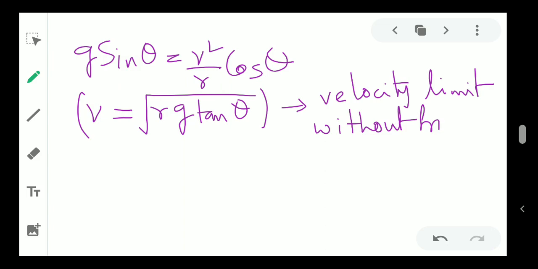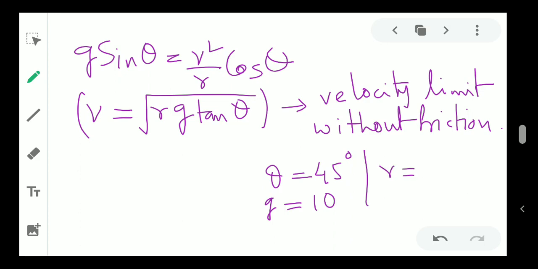Now for a normal value of theta, let's say theta is 45 degrees, we know the value of g is almost 10, let me take that, and the value of r can be, say, for a sharp bending, 30 meters or so, and you can see easily one thing. Let's say it is 40 meters.